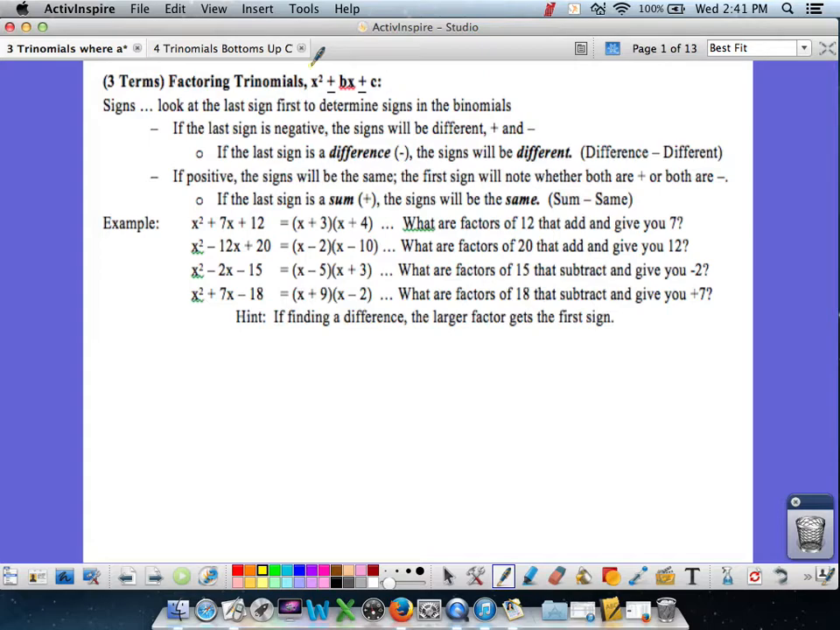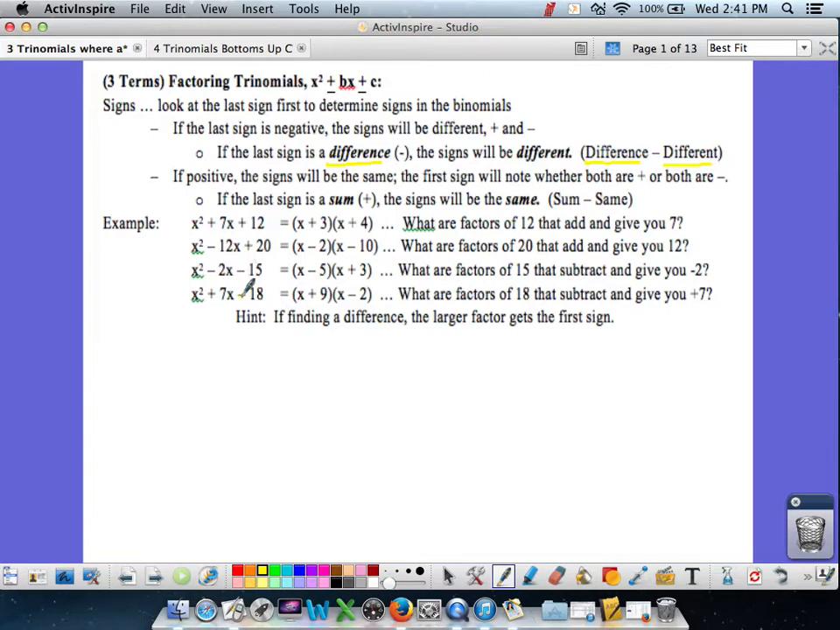But you have to master the signs before you can really be proficient in this. Looking at these, you always want to look at the last sign first. I call it the caboose. You always go to the caboose. Go to the end and look at the last sign. If the last sign is a difference, in other words, if there's a subtraction, then the signs in the binomials are different.